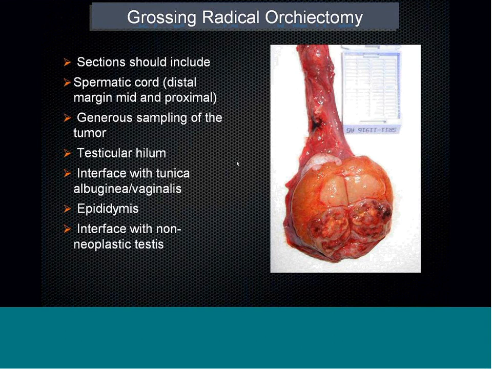So, how to sample a radical orchiectomy? It's easier to show it on a real specimen after bivalving and fixing overnight. Sections should include the spermatic cord margin, distal, mid, and proximal. Again, histological parameters of the primary tumor are very important to put the patient at higher risk for metastatic disease, so the general sampling of the tumor is crucial. The sections should also include testis, tunica vaginalis, and tumor, epididymis, and also non-neoplastic testis.